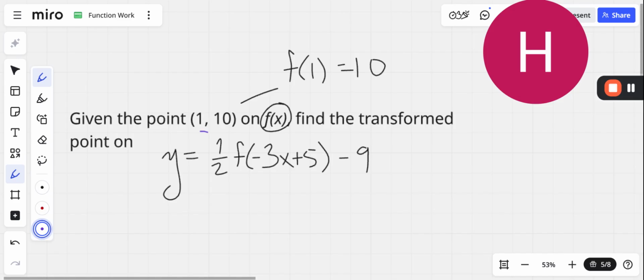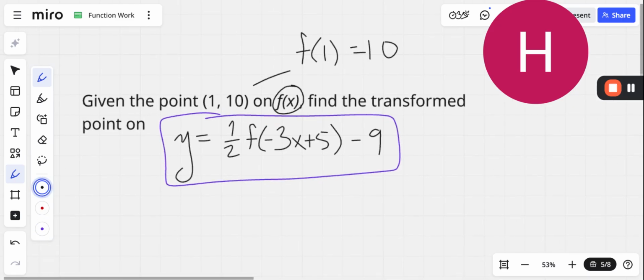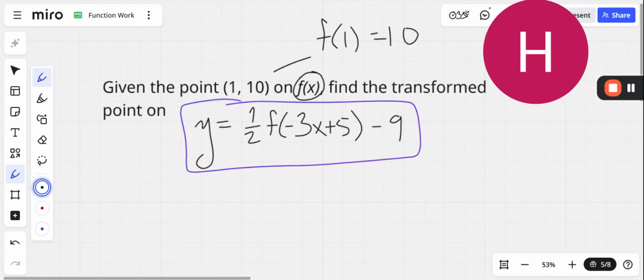So this function is made up of f of x, but there's been some transformations to it. It might be shifted down, it might be shifted up, it might be shifted left, or it might be shifted right. It might be flipped, it might be compressed, stretched, all of these different things which we can do called transformations. And in order to use the point that we have here, we need this input to be equal to 1, because we only know f of 1 equals 10. So if we can turn this into f of 1, we'll be in pretty good shape.